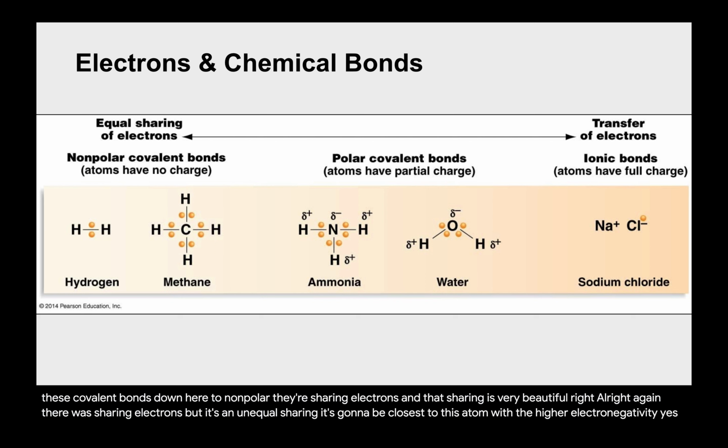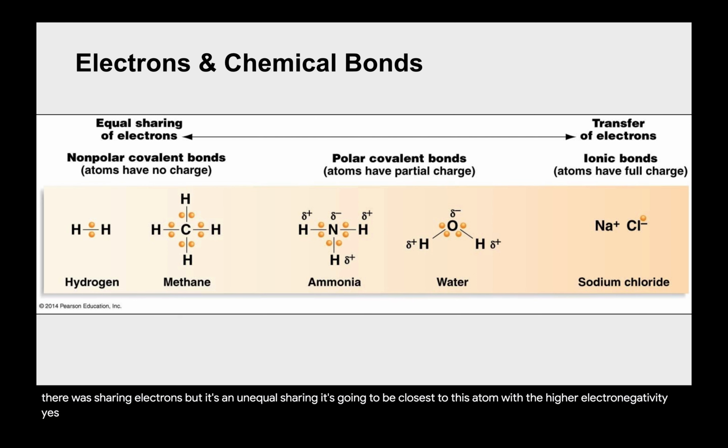So the determination of whether a bond is created by equal sharing or by transfer depends on the electronegativity. If the 2 atoms have widely different electronegativities, they go from polar, unequal sharing, to the complete trade-off. But when we're talking covalent bonds, we're sharing these electrons. We're not totally giving them away.